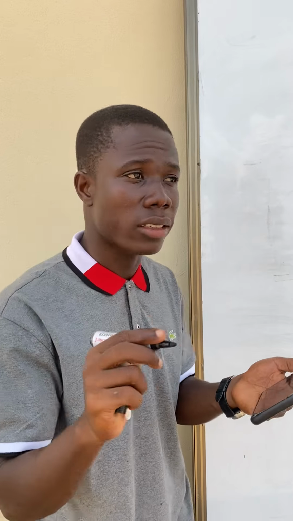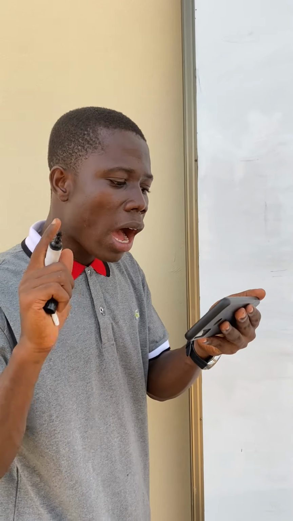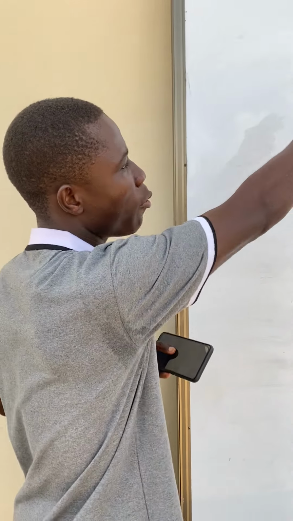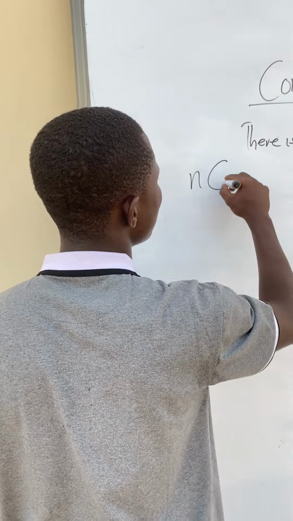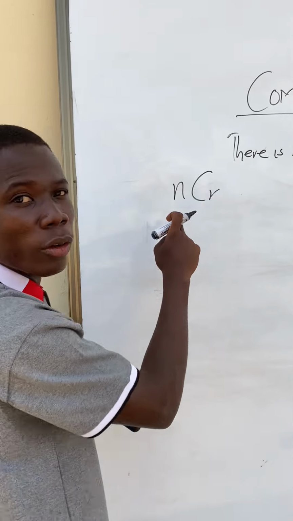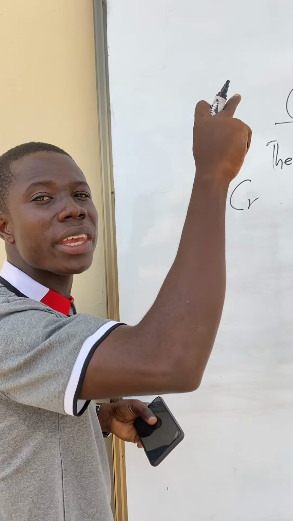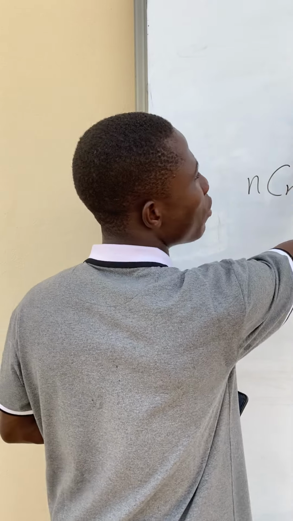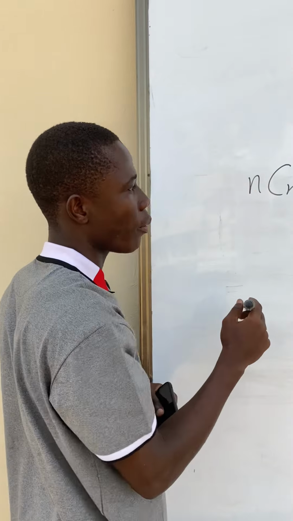They said there are 13 students in a club. How many ways can 4 students be selected to attend a conference? So the formula for the combination is nCr. So n combination r. For the permutation it is nPr, that's n permutation r. But here, because we are dealing with combination, it's nCr. That's the formula.